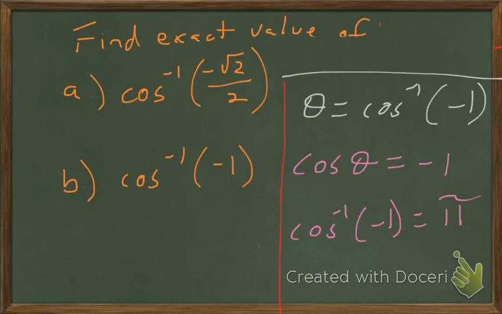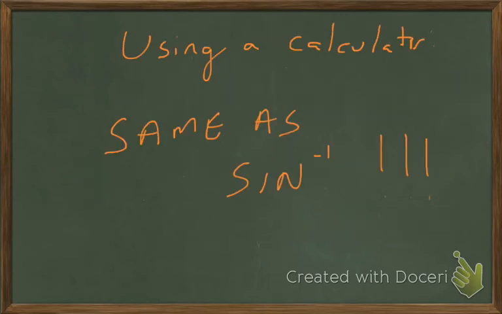Okay, so now we get to talk about the calculator way of finding the value of cosine inverse. And once again, none of these values will be on our chart. If they are on our chart, we want to find the exact values. If they're not on our chart, we want to find the approximate answers. Okay? And using a calculator is the exact same as inverse sine.